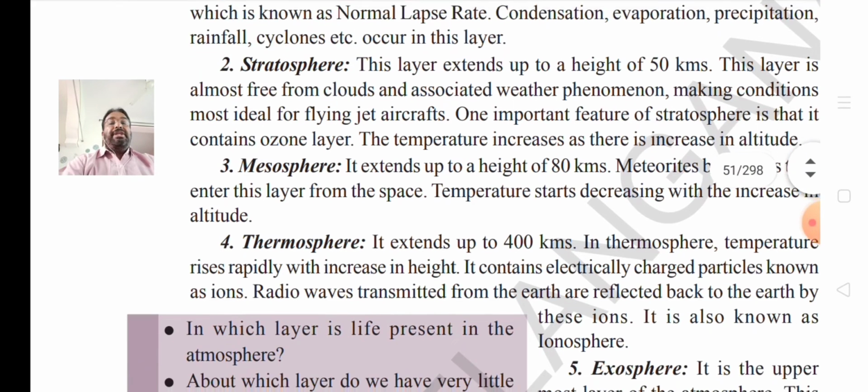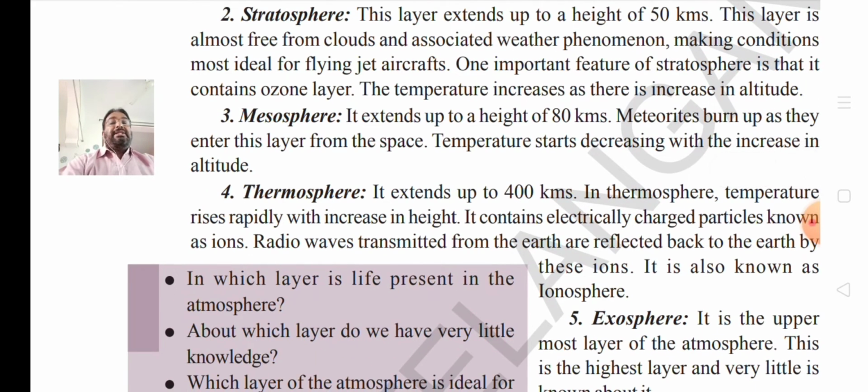Now the fourth one is thermosphere. It extends up to 400 kilometers. In thermosphere, the temperature rises rapidly with increase in height. It contains electrically charged particles known as ions. So radio waves transmitted from the earth are reflected back to the earth by these ions. So it is known as ionosphere also.